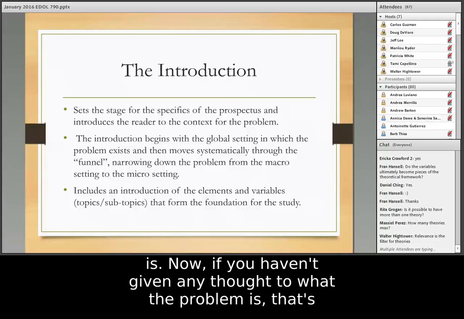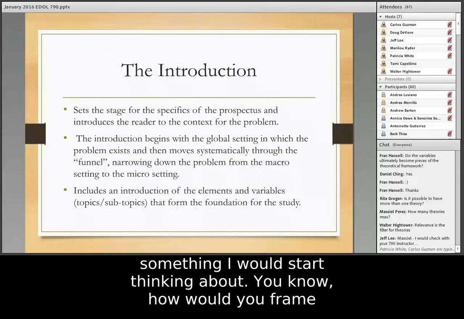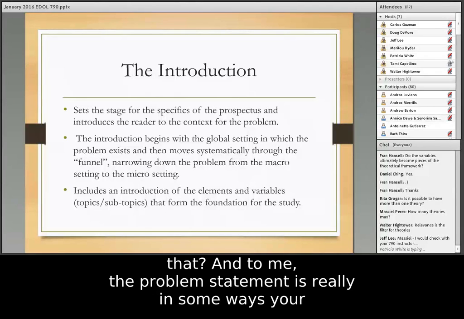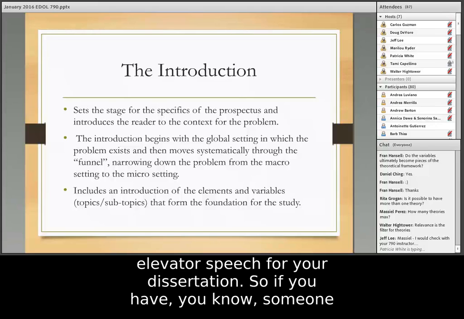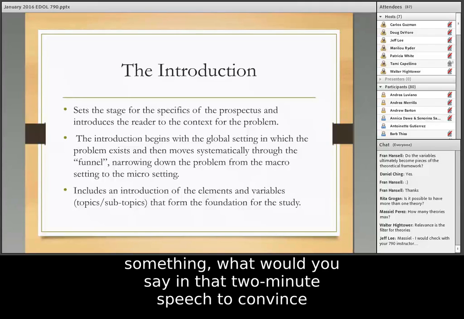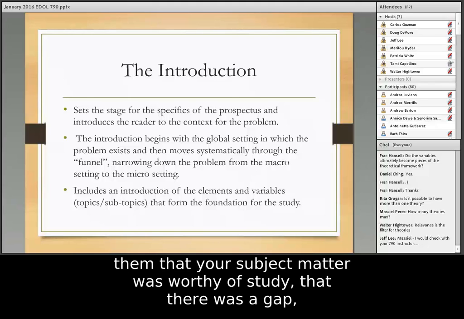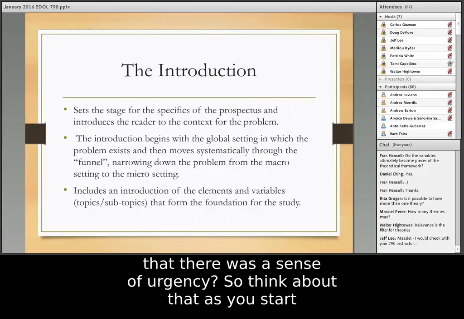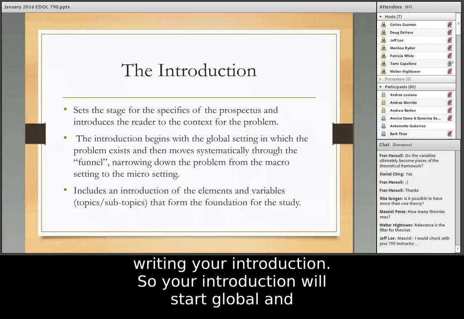Now, if you haven't given any thought to what the problem is, that's something I would start thinking about. How would you frame that? To me, the problem statement is really, in some ways, your elevator speech for your dissertation. So if you had someone in the elevator who's going to give you a $10,000 grant to study something, what would you say in that 2-minute speech to convince them that your subject matter was worthy of study, that there was a gap, that there was a sense of urgency? So think about that as you start writing your introduction.